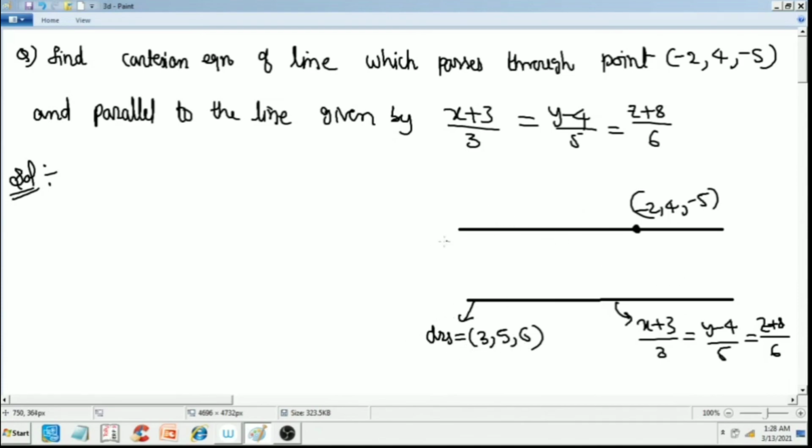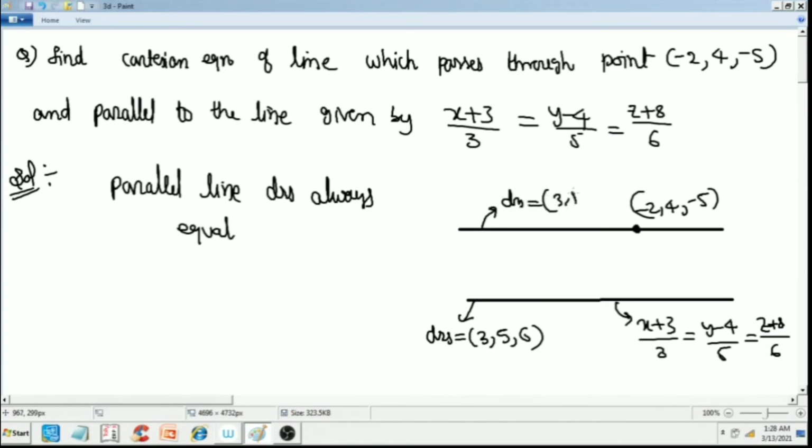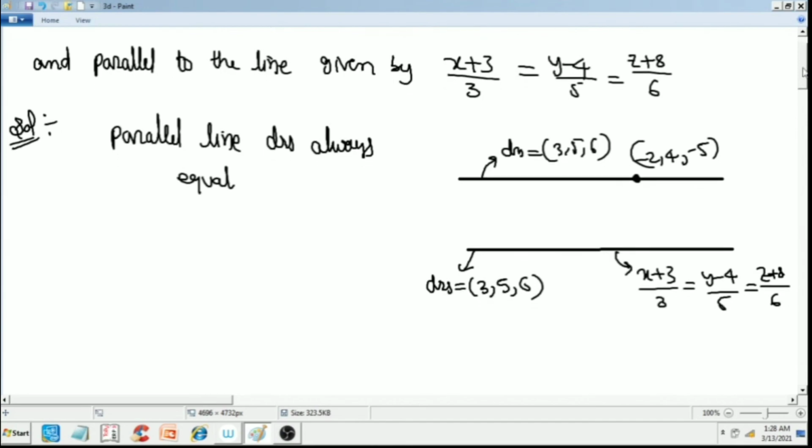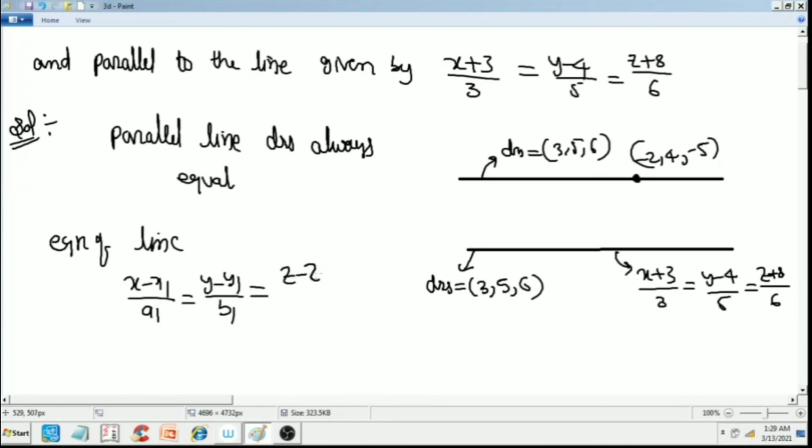Next, in order to find the equation of a line we need one point and one DRs. Parallel lines always have equal DRs. If this line's DRs are 3, 5, 6, then our line's DRs will also be 3, 5, 6. Then we have one point and one DRs, so we find the equation of the line in Cartesian form: (x - x1)/a1 = (y - y1)/b1 = (z - z1)/c1.